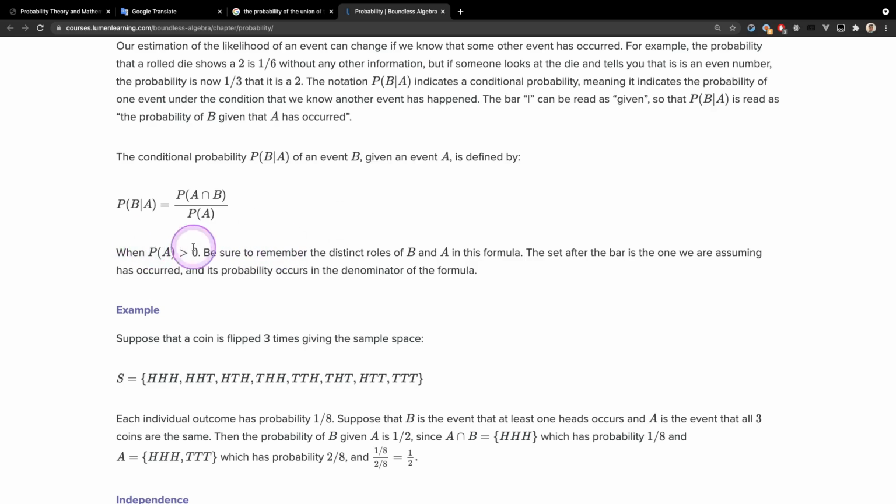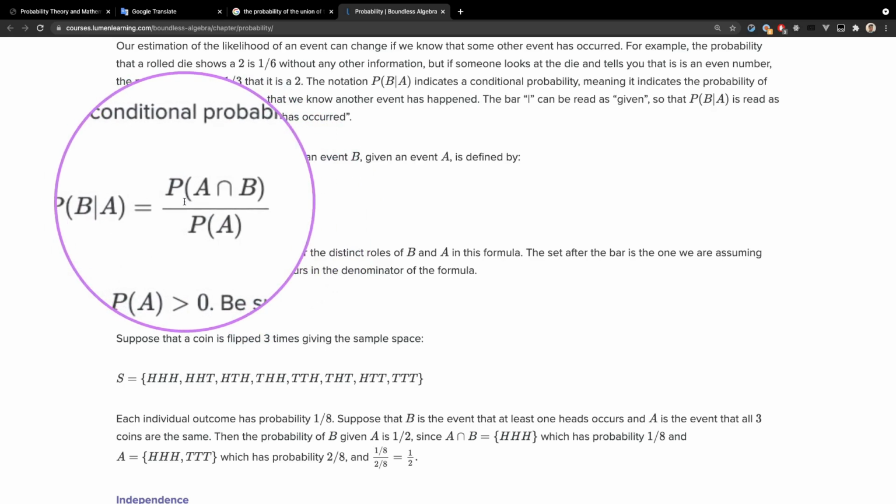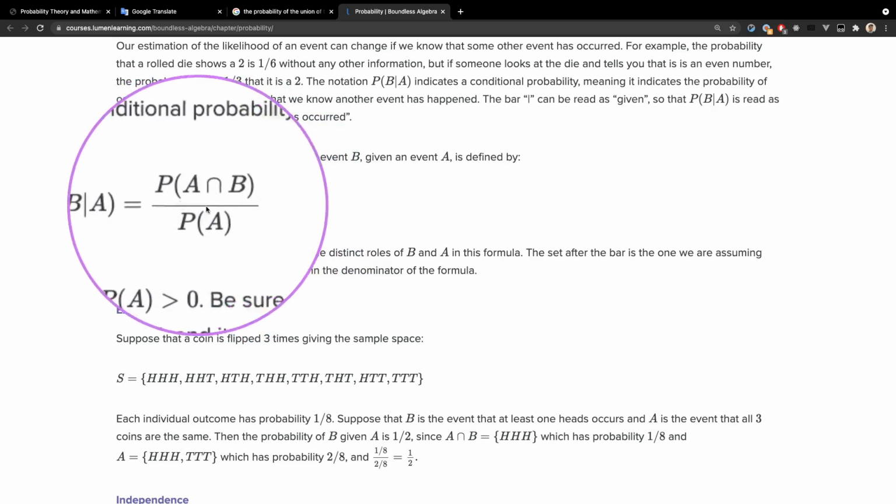This one is a little bit tricky. You know, B is at the first, but when he writes this, he puts the B at the end of the expression.